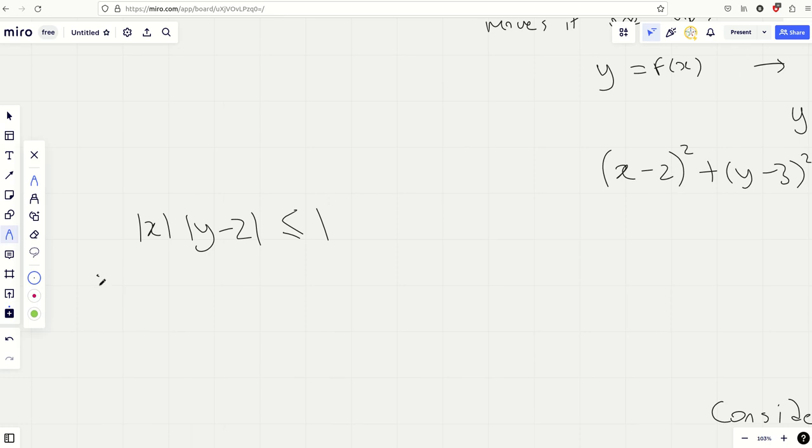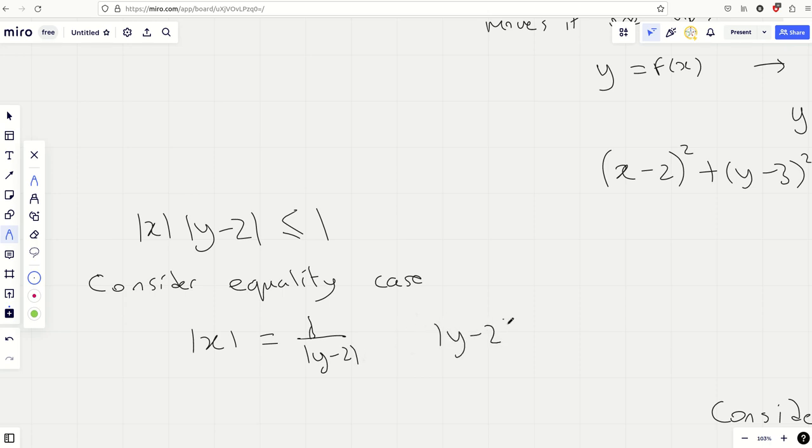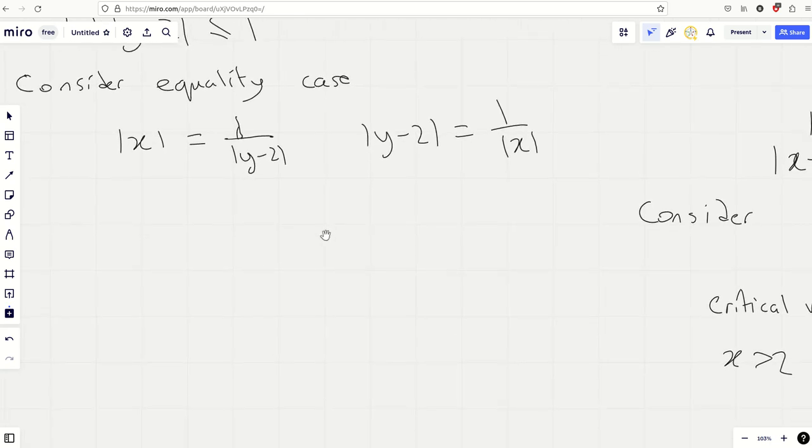Well, let's consider the equality case so we can sketch it. And we can safely divide that, because we're considering the equality case, and also because that's strictly positive. So we need to be sketching mod of x is equal to mod 1 over mod of y minus 2. I'd normally like y to be the subject, so I'm going to have it just slightly the other way around. It's 1 over mod of x, but it doesn't really matter. It really doesn't. Okay, critical values here.